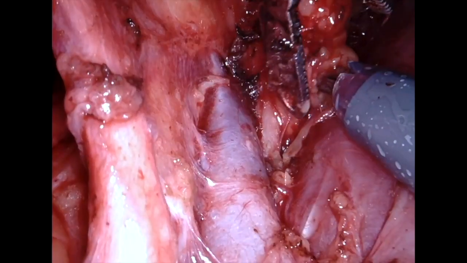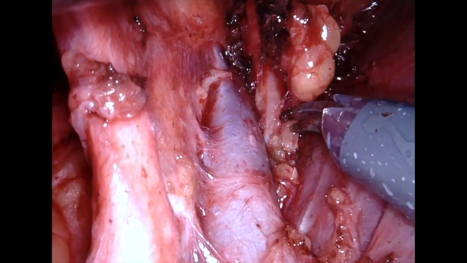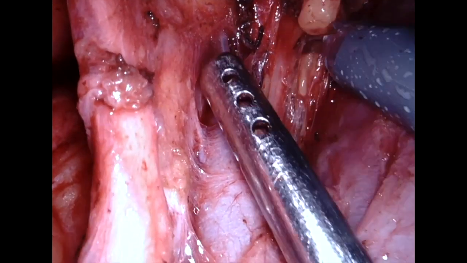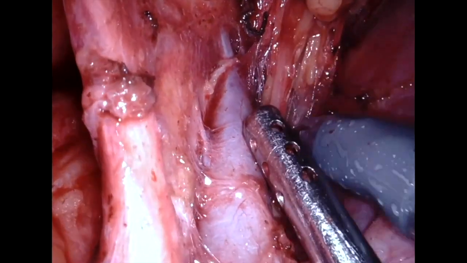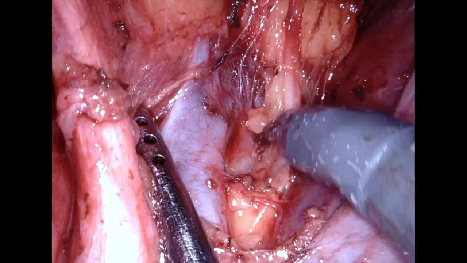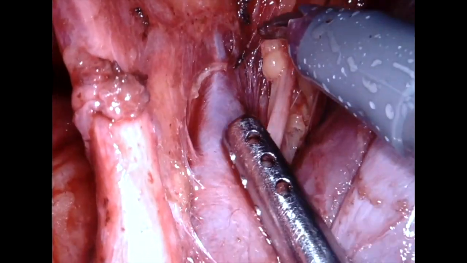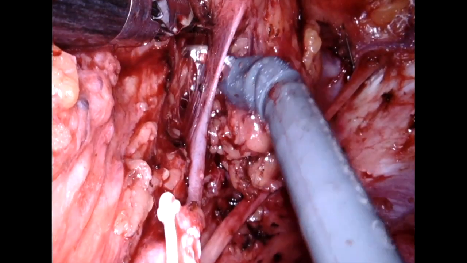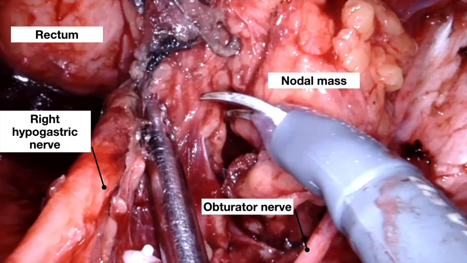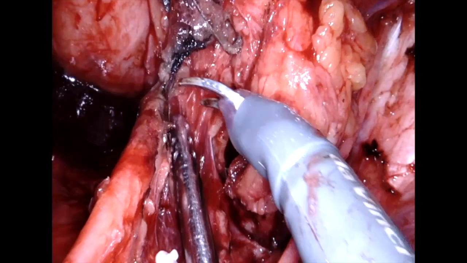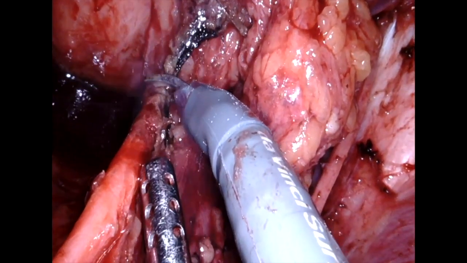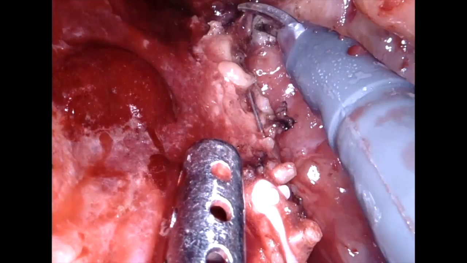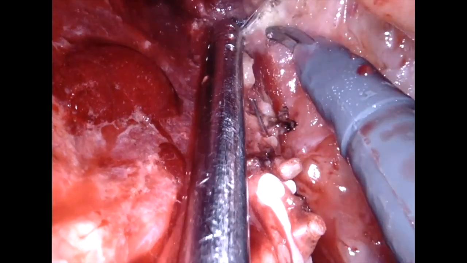The right PLND is done in similar fashion. The obturator nerve and the lumbosacral trunk are identified and preserved on the right side as well. After this, the internal iliac artery and the internal iliac vein on the right side are clipped and divided. Following this, the right hypogastric nerve is sacrificed and dissection is done down to the pelvic floor, clearing all the nodal tissue on the right side.